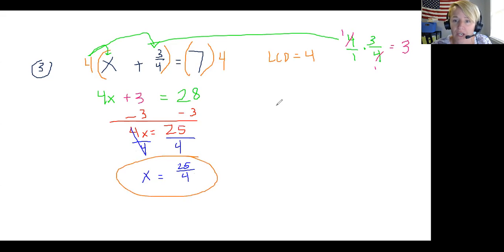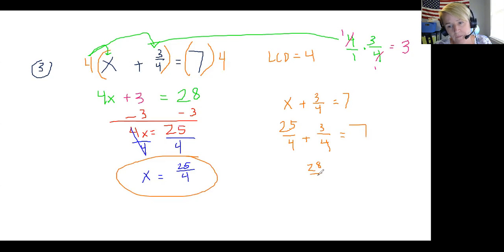Now let me show you the recheck. I have room to do it here. x plus 3/4 equals 7. And this is going to become pretty handy, because when I put in 25 over 4 for x, 25 over 4 plus 3 over 4, I can just straight add it because I already have a common denominator. 25 plus 3 is 28 over 4 equals 7. And remember, 28 over 4 is the same thing as 28 divided by 4, which is 7. So it's 7 equals 7.